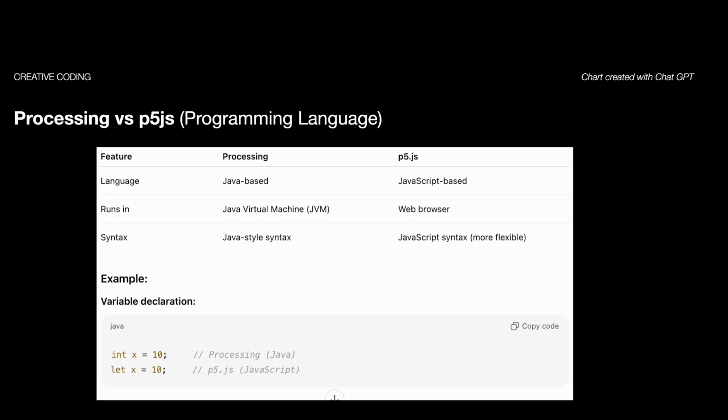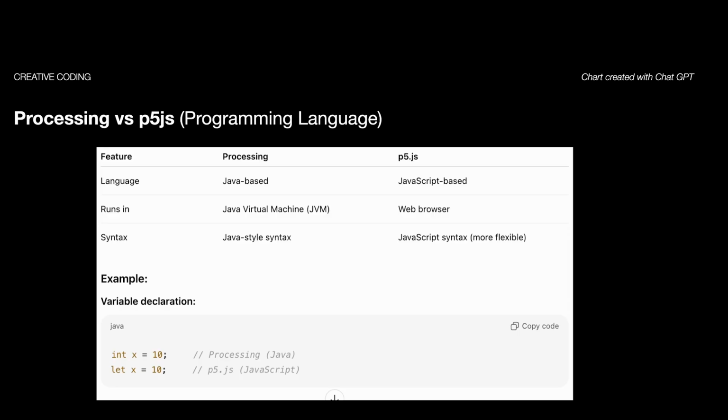There's a few things to go over, like what are the differences between these two. Here's a little chart, helpfully created with ChatGPT, so just want to cite my sources. Like I said, Processing is Java-based, p5.js is JavaScript-based. Again, p5.js works really well in a web browser. Processing kind of runs directly on your machine. And then the syntax itself is going to be Java for Processing and JavaScript in p5.js.